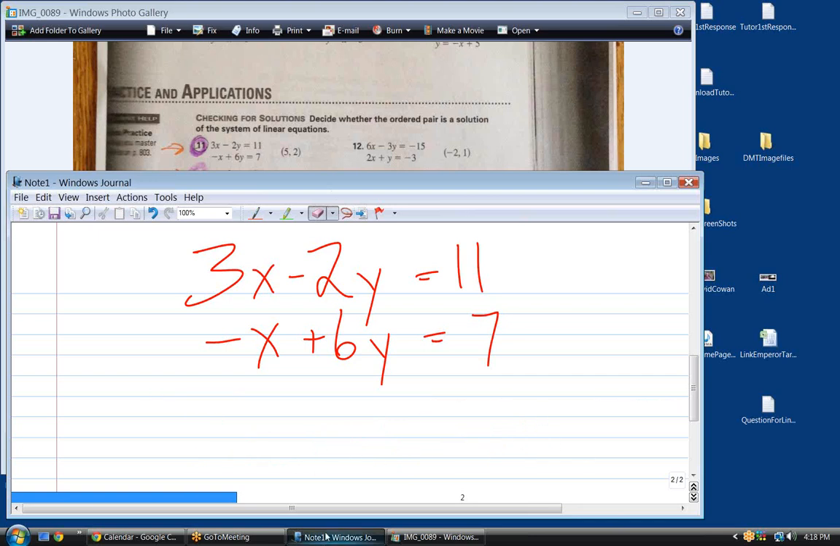However, algebra allows us to multiply this bottom equation, both sides, by any number I want. So I'm going to multiply it by 3.